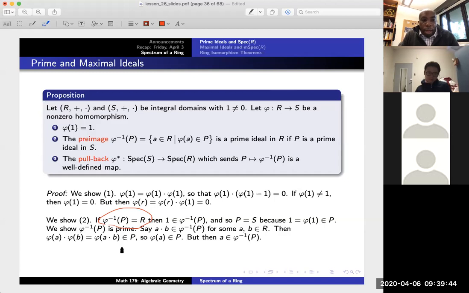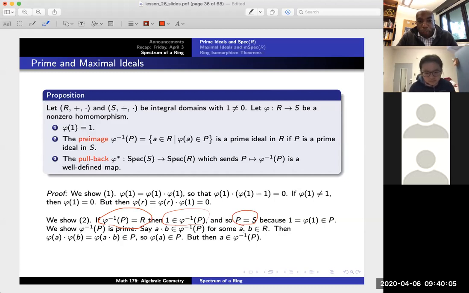Then we'd find, of course, that the element number 1 is in R. So that means that the element number 1 has to be in this ideal phi inverse P. But you can kind of convince yourself that if the number 1 is in an ideal, then the ideal has to be the entire ring.